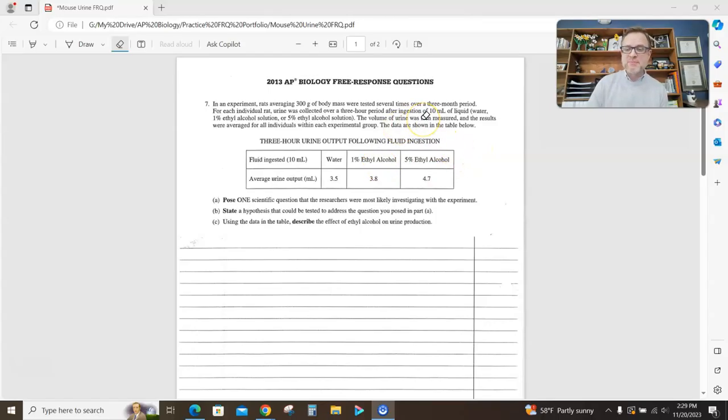So if you say the purpose of the control was to make sure that the change in urine output is due to the percent of alcohol in the water, that is the control. A lot of kids will just say the control is the comparison, and saying that is too vague. The control is to make sure the change in the dependent variable is due to the independent variable, or in this case, that the change in the urine output is due to the alcohol composition of the solution that the rats are ingesting.